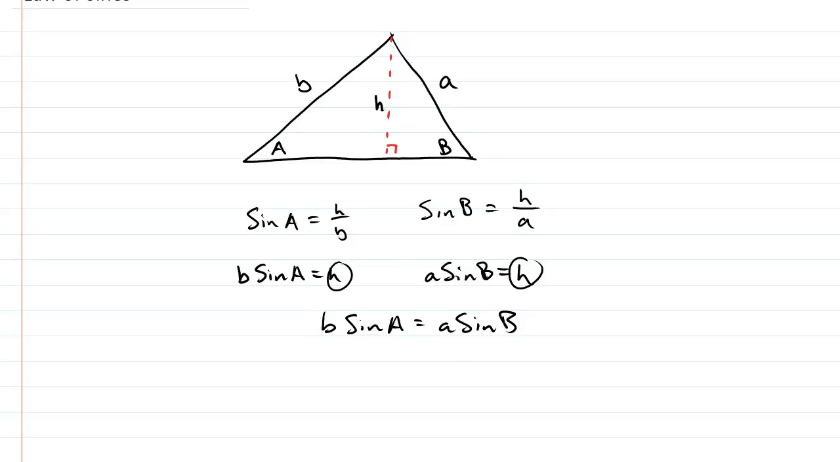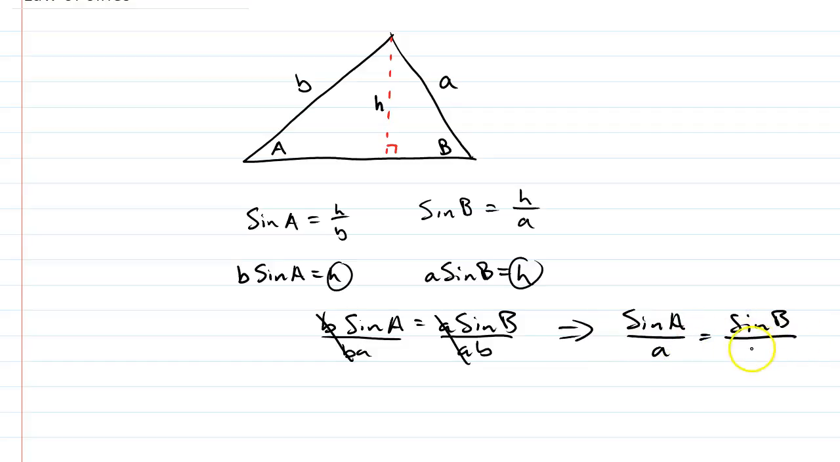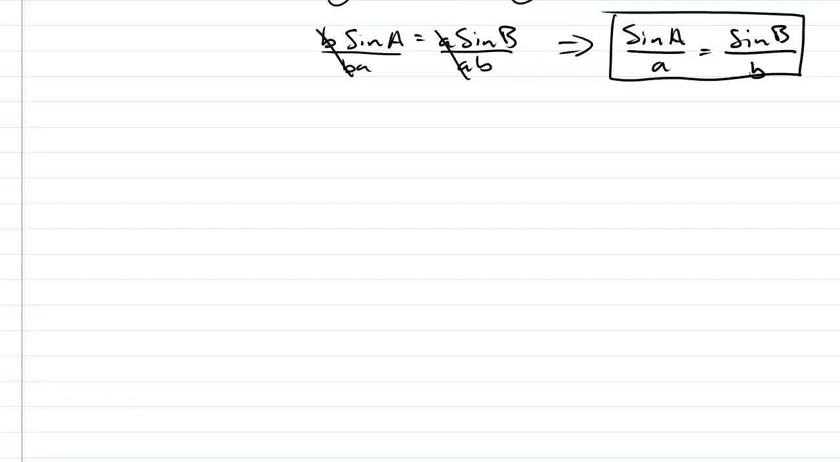Okay, so what we can do now is divide by a on this side, divide by b on this side, but you're dividing both sides by it. So divide this by ba, divide this by ab, same thing. The b's are going to cancel, the a's are going to cancel. And here is the law of sines. So we don't even need to have the h. We have a relationship for any kind of triangle, even triangles without right angles.